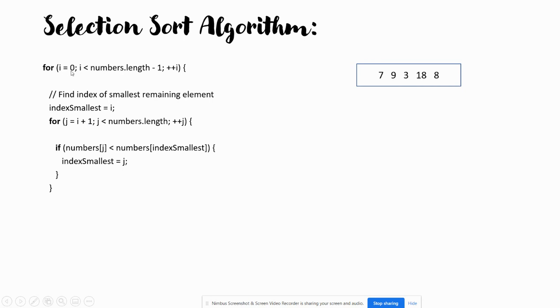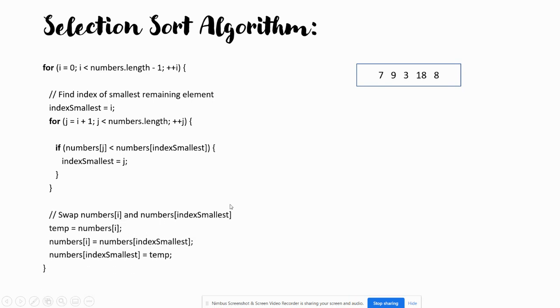So for i equals 0, in the first iteration, it will try to find the smallest element in the whole list provided here. Once we find the smallest one, we are supposed to swap the first element with the smallest one. That is what we are trying to do here in the swapping.